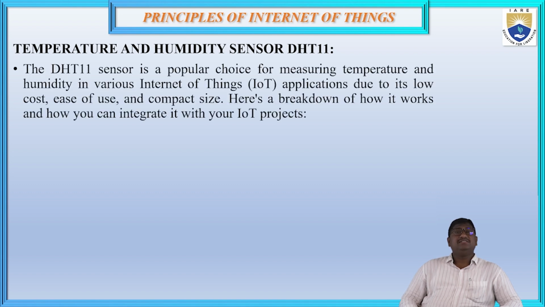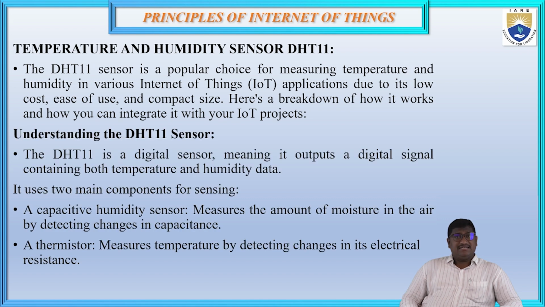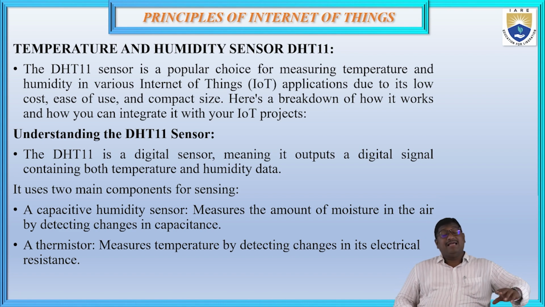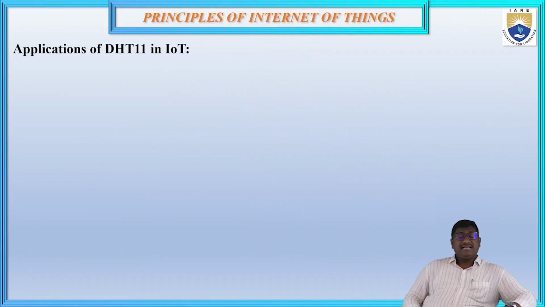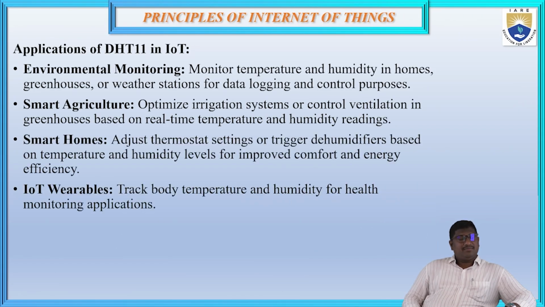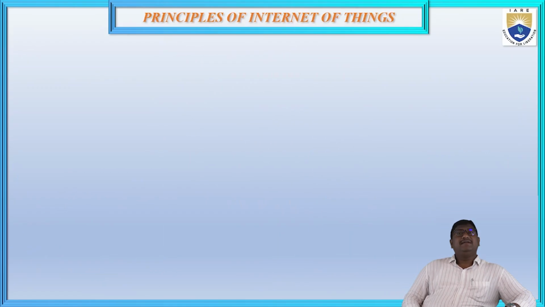Temperature and humidity sensor, which is an extension of the thermistor, the temperature sensor. In this sensor, both the temperature and humidity are going to be measured very accurately. And how to understand this? It is a digital sensor capturing two different components, a capacitive humidity sensor and a thermistor. The humidity sensor is going to measure the moisture of the air by detecting the changes in capacitance, and the thermistor is going to measure the temperature by detecting the changes in electrical resistance. And what are the different kinds of applications? Environmental monitoring, smart agriculture, smart homes, IoT wearable devices, all these come under DHT11.